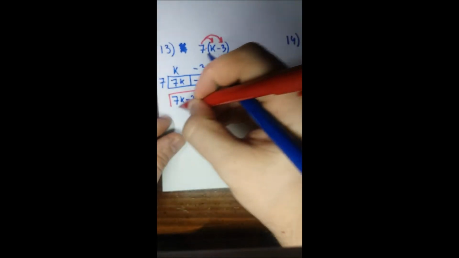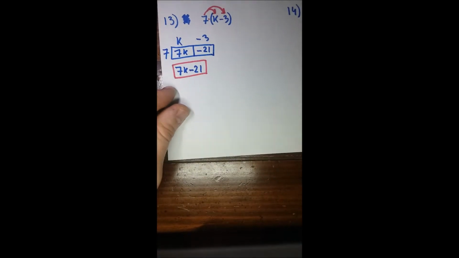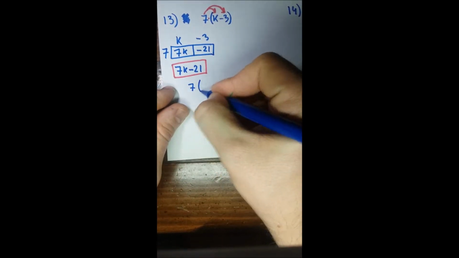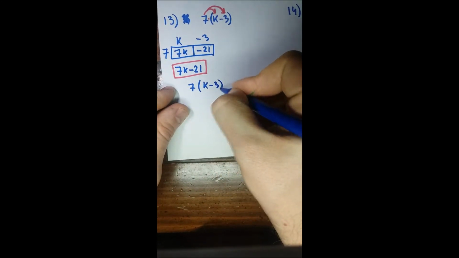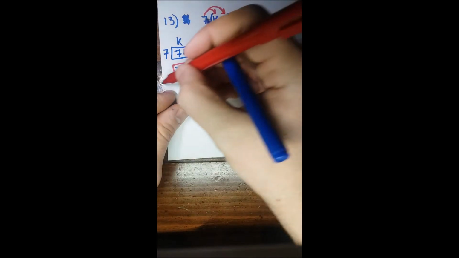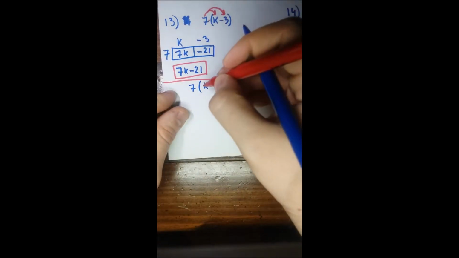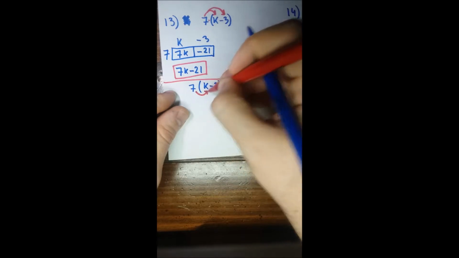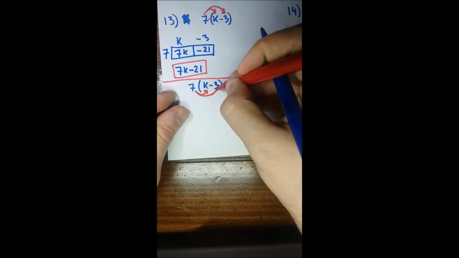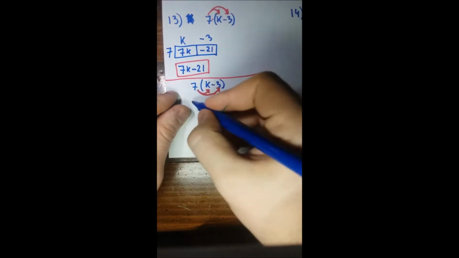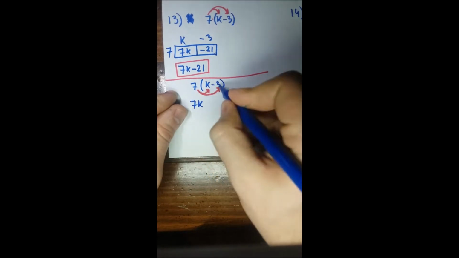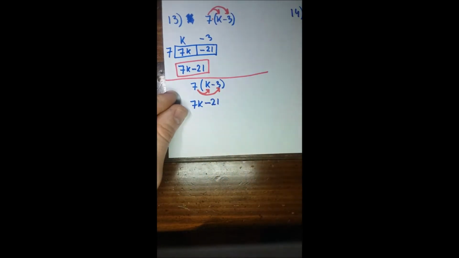What if you don't want to use the box method? You don't have to. I'm going to write it again here. 7 times k minus 3. All you got to do is, this is a new method, okay? Take this 7, multiply it by k. Take this 7, multiply it by -3. 7 times k is 7k. 7 times -3 is -21.